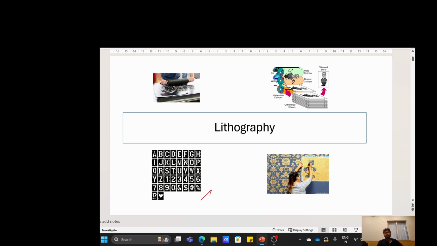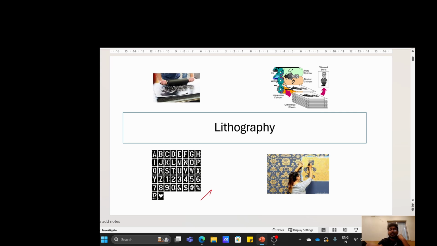You will make a mold, or you will make a stencil kind of thing, and through that you will just print that. Within seconds you can transfer the pattern. And that same logic we are applying for the devices, how we make the devices.